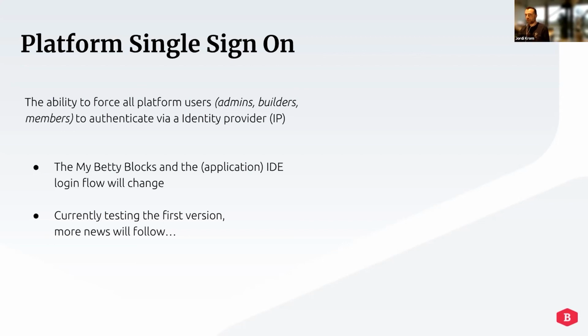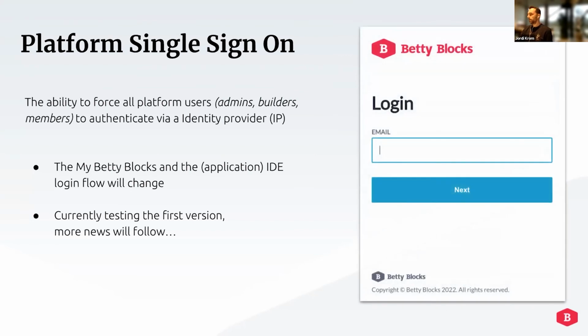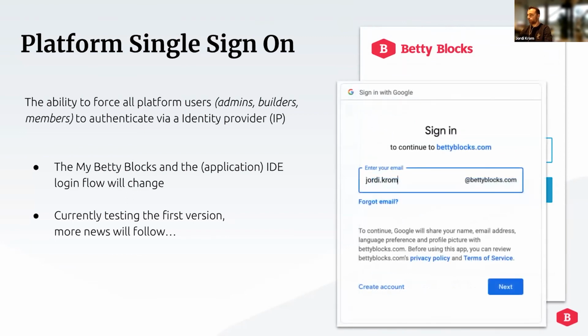When we enable this for you as a customer, it means that the My Bettyblocks and the application IDE login flow will change. As you can see on the right, we will no longer ask you for email address and password directly, but we'll first ask you for email, and then based on that information, you will either still need to provide your password when SSO is not activated, or you will be forwarded to the identity provider, for example, Google.